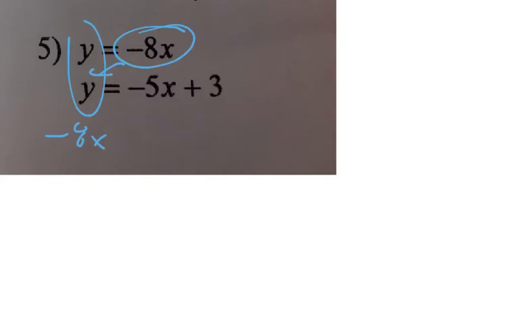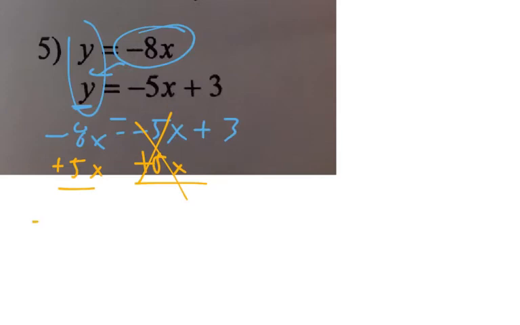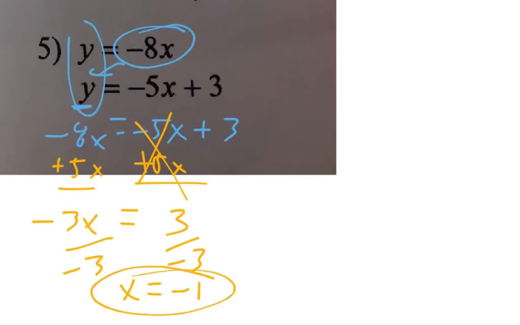So I'm going to substitute, we call that substituting, negative 8x in there. So I have negative 8x, that replaced the y right there, equal to negative 5x plus 3. Now it's a simple solve here, right? I'm just going to add 5x to both sides. Once I add 5x to both sides, negative 5x is gone. I have negative 3x equal to 3. Dividing by negative 3, I know x is simply negative 1.